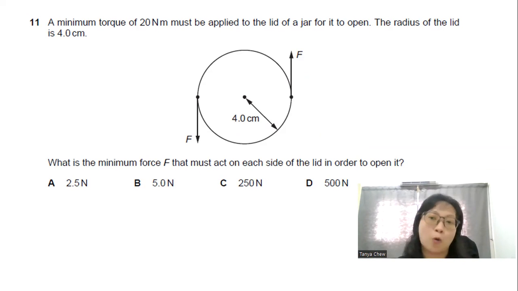Number 11, a minimum torque of 20 Newton meter must be applied to the lid of a jar for it to open. The radius of the lid is 4 cm. What is the minimum force F that must act on each side of the lid in order to open it?